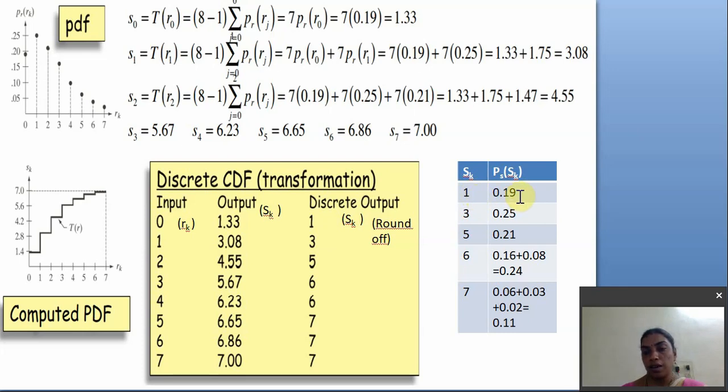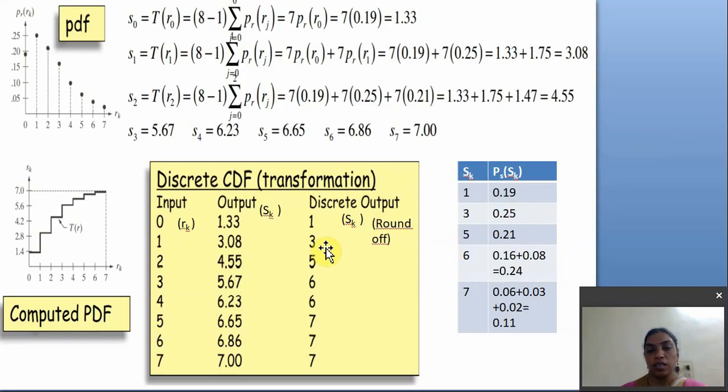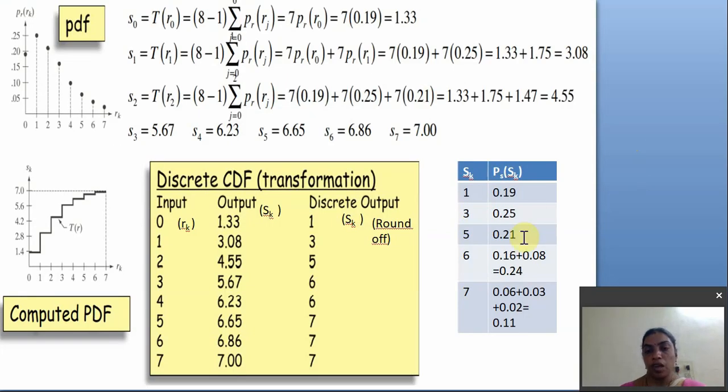So take 0.19. Similarly, observe 3. This is related to input R1. R1 intensity has 0.25 probability. That is what we note down for 3: 0.25. Then the next intensity is 5. For 5, observe that 2 is on the input side. For 2, what is the probability? 0.21. So take 0.21 for 5.